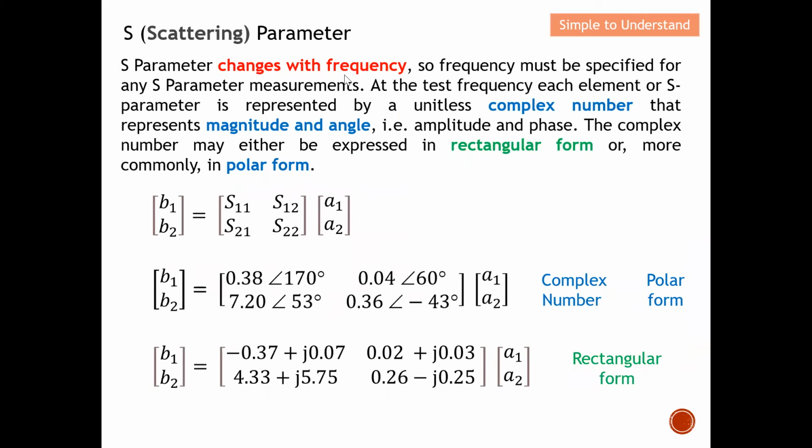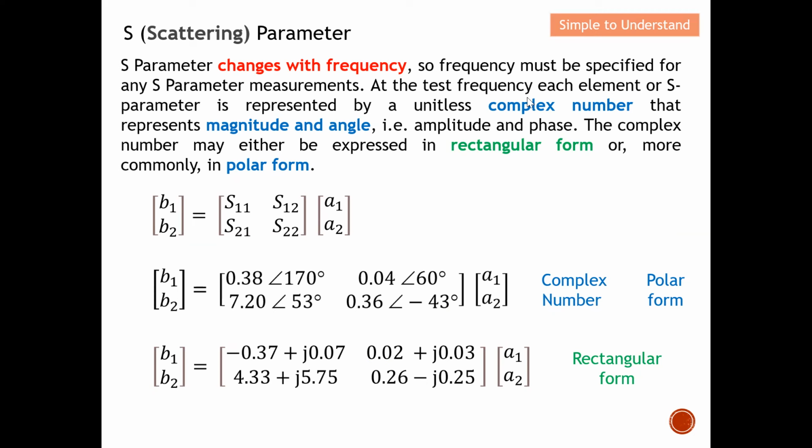S parameters change with frequency, so frequency must be specified for any S parameter measurement. When we actually do any S parameters, we need to indicate the frequency, because at different frequencies, we are going to have different sets of S parameters. Hence, it's very essential to indicate the frequency.